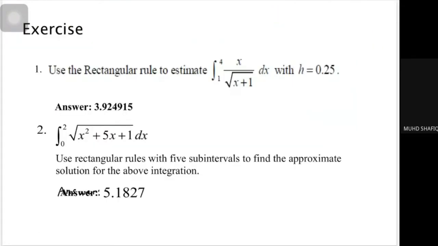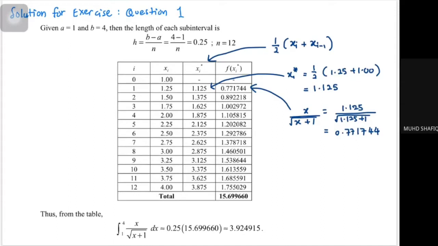Okay, let's look at another example. Use the rectangular rule to estimate the integral of x divided by the square root of x plus 1 from 1 to 4 with h equal to 0.25. You don't have to find your h because it's given here. So your A will be 1 and your B will be 4. From this given value 0.25, A and B, you know that your n will be 12. h is equal to (B minus A) divided by n.